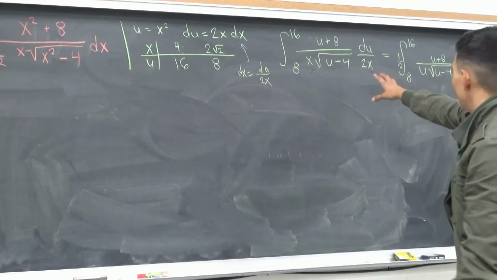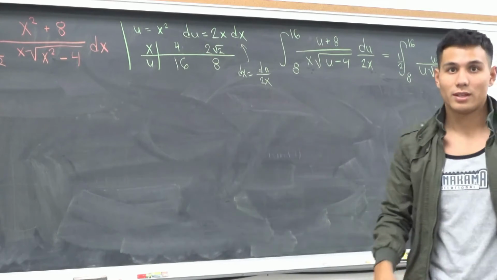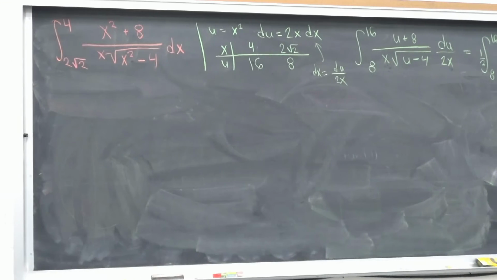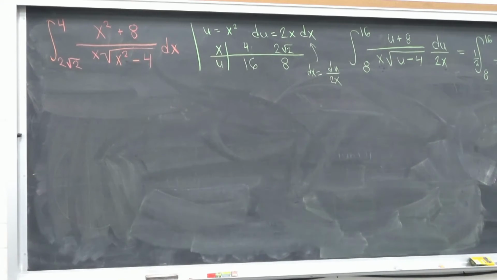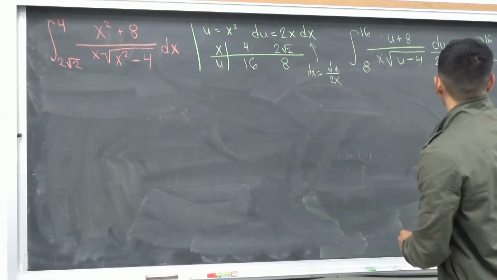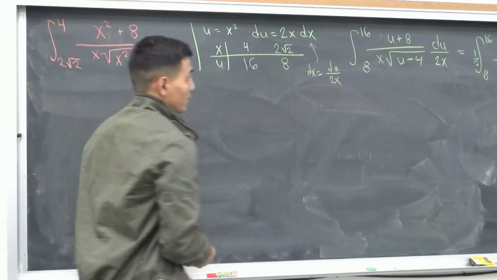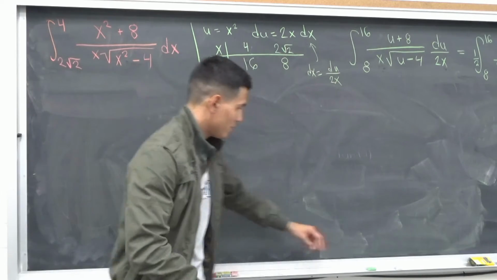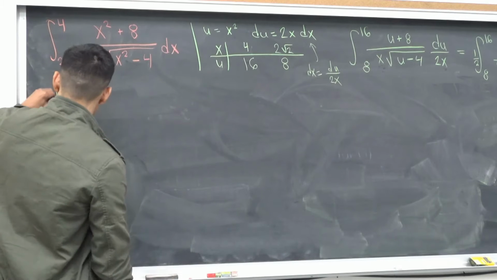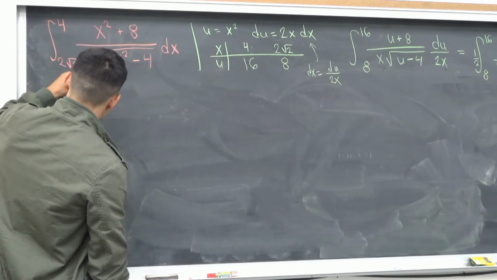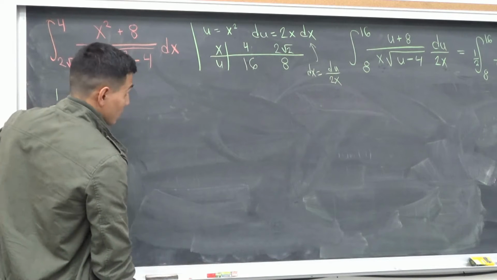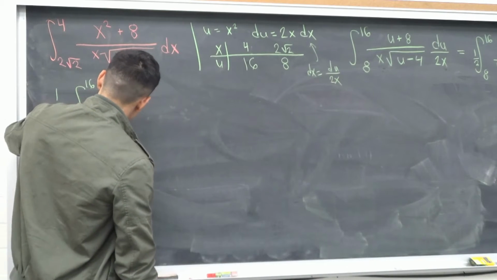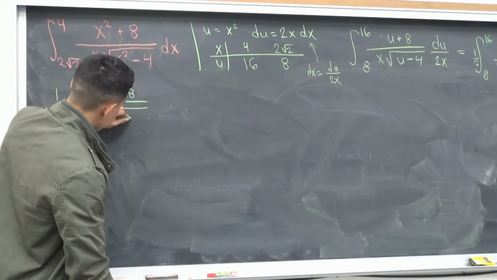Okay, so substitution made it to this integral. And that integral isn't that useful completely. Right? Okay. So what can we do with that? So we see that we have u plus 8. I'm going to write here in green with the other integral again. So 1/2, 16 to 8, u plus 8 over u square root u minus 4.